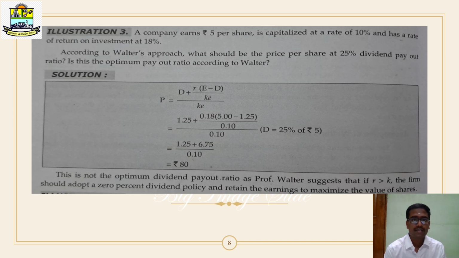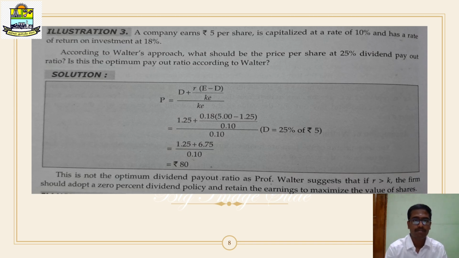Now we go through the example and understand the Walter's model. A company earns rupees 5 per share. EPS is capitalized at a rate of 10% cost of capital and has a rate of return on investment at 18%. According to Walter's approach, what should be the price per share at 25% dividend payout ratio? Is this the optimum payout ratio according to Walter?